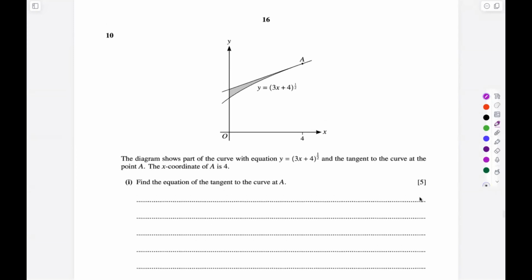In question number 10, the diagram shows part of the curve with the equation y equals (3x plus 4) to the power half, and the tangent to the curve at the point A. The x-coordinate of A is 4. In part 1, we have to find the equation of the tangent to the curve at A.